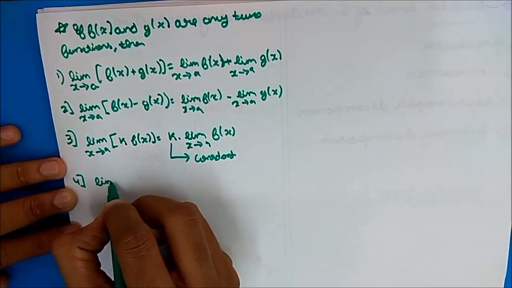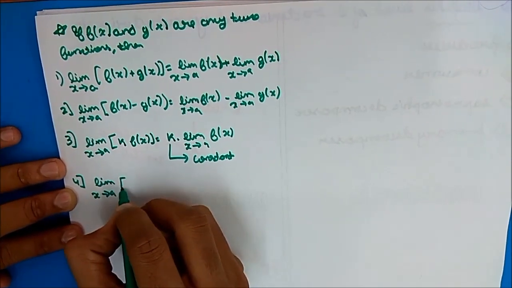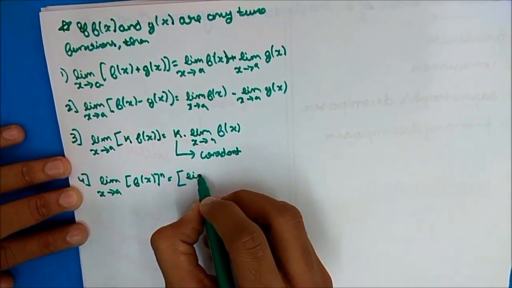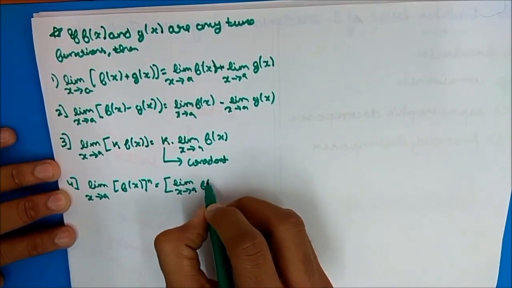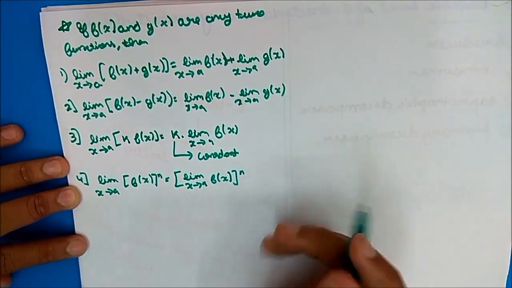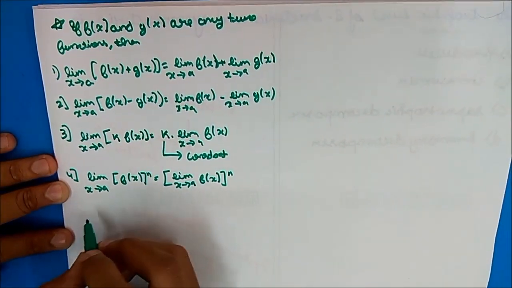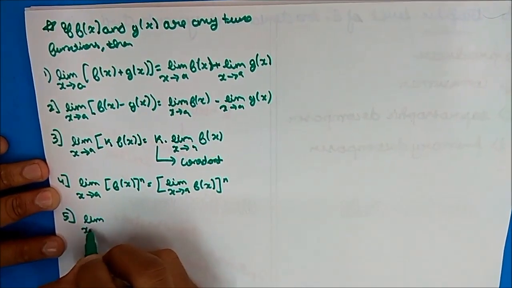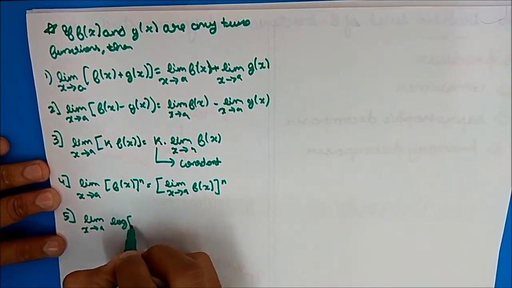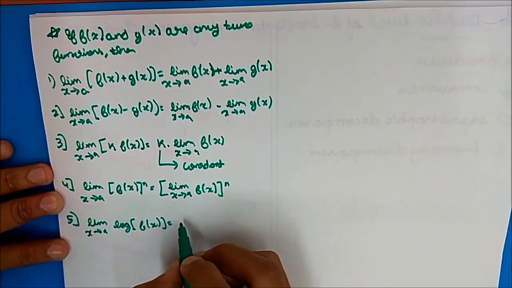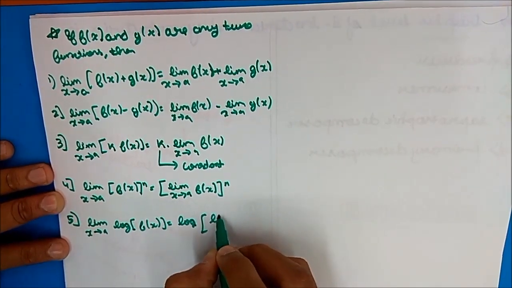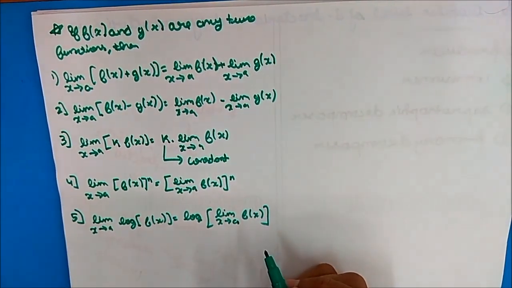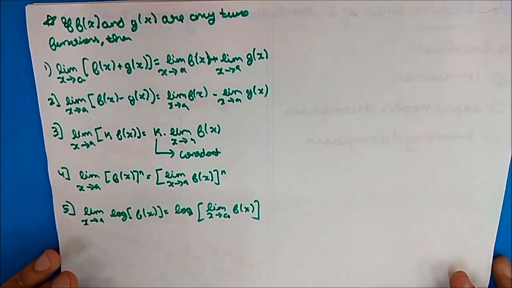Then limit x tends to a of f of x raised to n will be limit x tends to a f of x, raised to n. Then limit x tends to a of log of f of x will give logarithm of limit x tends to a of f of x. So these are some of the prerequisites which you should know before trying to solve limits.